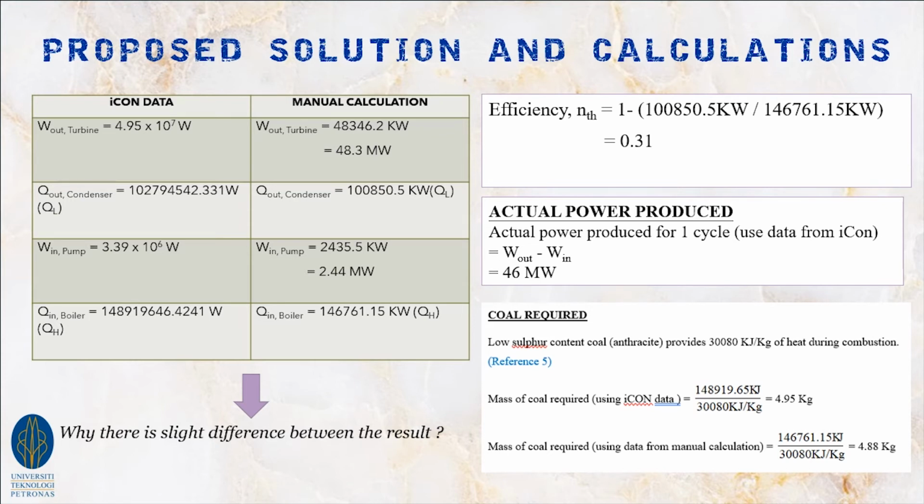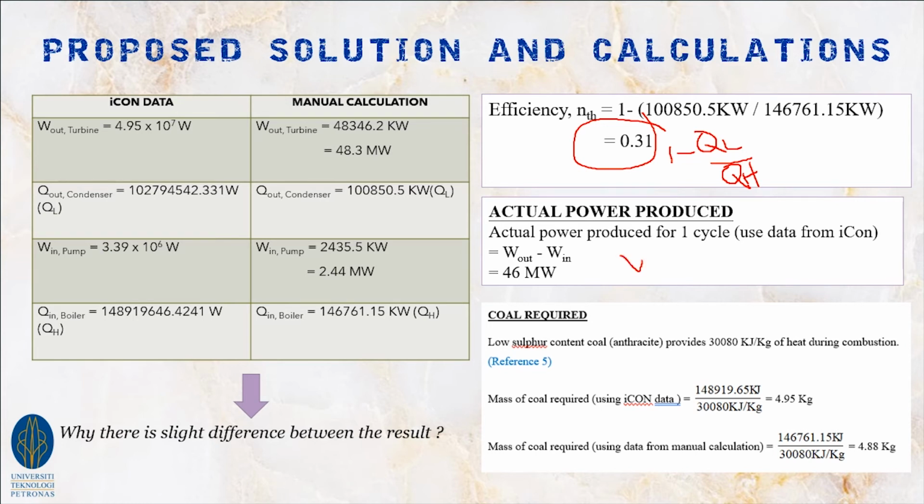So on to the first proposed solution. The efficiency of this steam power plant can be calculated by using the formula η equals 1 minus QL over QH. By using this formula, we got the efficiency of this steam power plant to be 0.31.